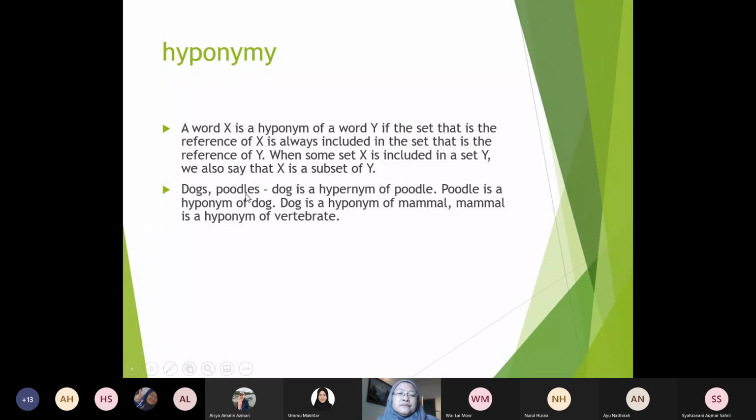For example, dogs and poodles. Poodle is a hyponym of dog, because dog is the higher, the superordinate, and then poodle is the hyponym. Poodle is a hyponym of dog. Because besides poodle, you can have all kinds of dogs, Alsatian, whatever, alongside. So the types of dogs.